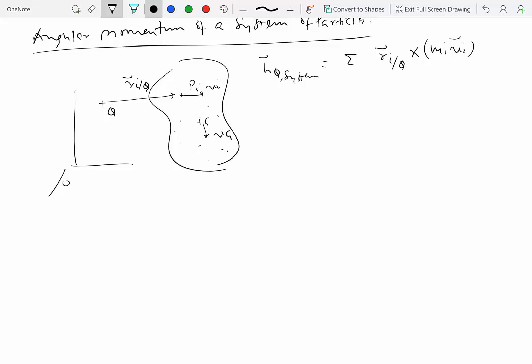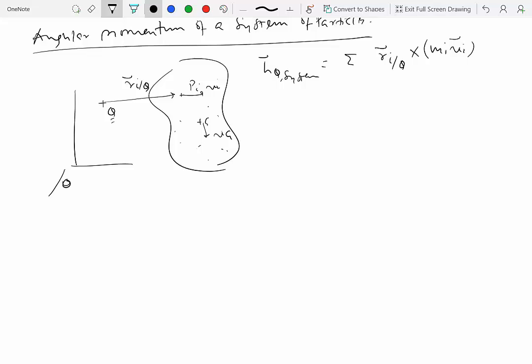Notice this is not the position vector of particle i with respect to the origin of the reference frame, right? We can pick any arbitrary point about which we want to compute angular momentum. So just as you can compute the moment of forces about any point, you can also compute the angular momentum of a system or a rigid body about any chosen reference point, right?